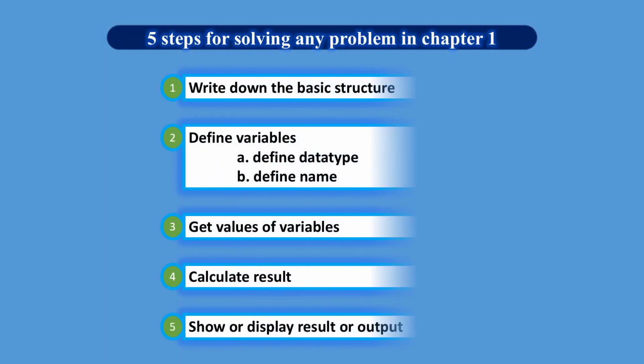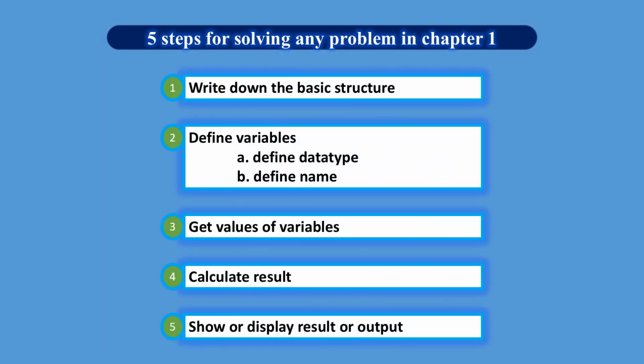In the first chapter, we use these 5 steps for solving any problem. The first step is to write down the basic structure. Step 2, define variables. Step 3, get values of variables. Step 4, calculate the result. Step 5, show the result.